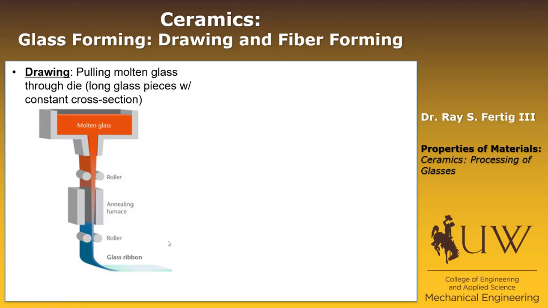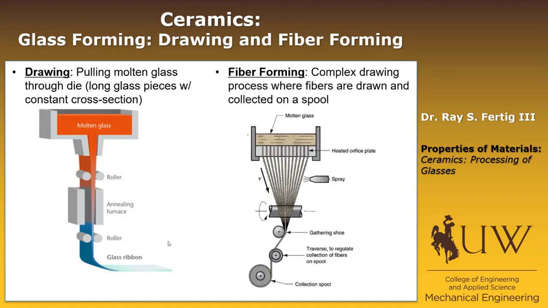So if we wanted glass rods, glass tubes, those kinds of things, that could be done with the drawing process. Even though we talk about fiber forming as a separate process, in reality, it's essentially the same as the drawing process. So in this case, you have your molten glass, and they are drawn through an array of heated orifices, and as they come out, they're cooled, and then they basically go through a series of rollers and are eventually coiled up on a collection spool. So that's how we get sort of continuous glass fibers like we might use to make glass fiber reinforced composites.